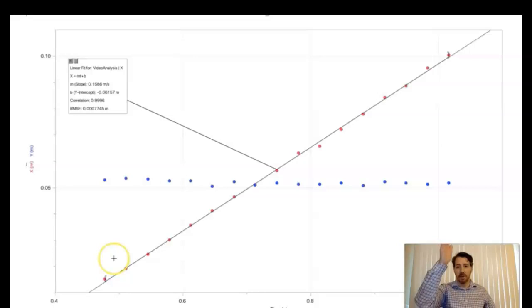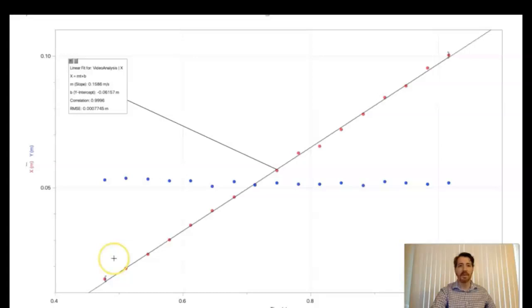Again, they would call y the vertical axis and x the horizontal axis. So we're going to change those so that our horizontal axis is t, and our vertical axis is position in the x direction. So y equals mx plus b becomes x position equals slope times time plus the intercept. And this actually gives me that the slope is 0.1586 meters per second.